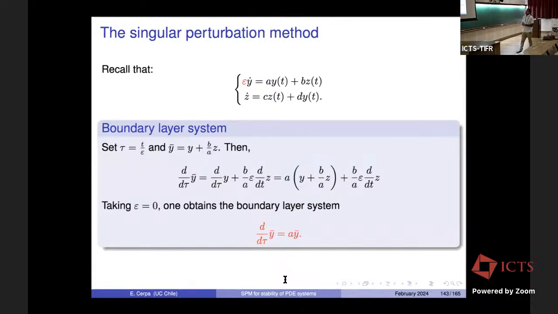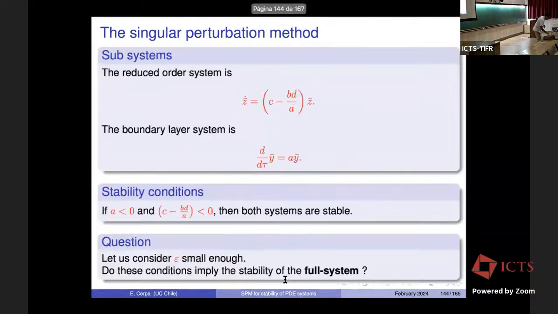On the other hand, for the boundary layer system, we change the time from t to tau, which is t over epsilon. We define y bar as y minus the quasi-static solution, which was minus b z over a, and we can compute the equation for y bar. We obtain that, and at the end of the day, we take epsilon equal to 0 again to simplify, and we obtain this other boundary layer system here in red. So for each subsystem, we have very simple conditions depending on the coefficients in order for both subsystems to be exponentially stable.